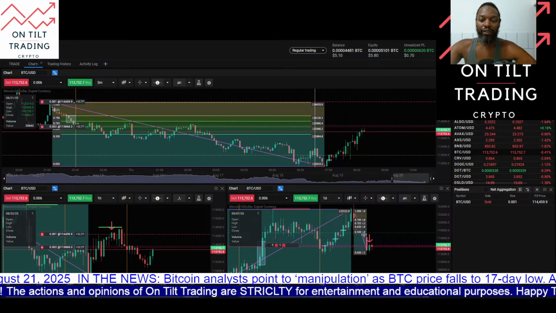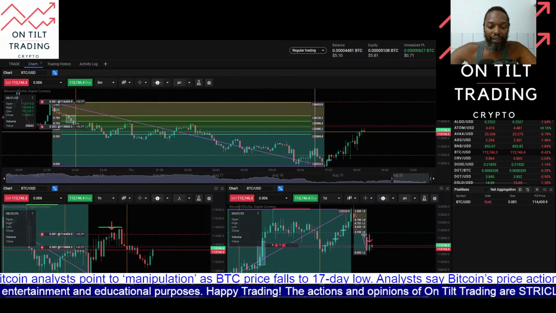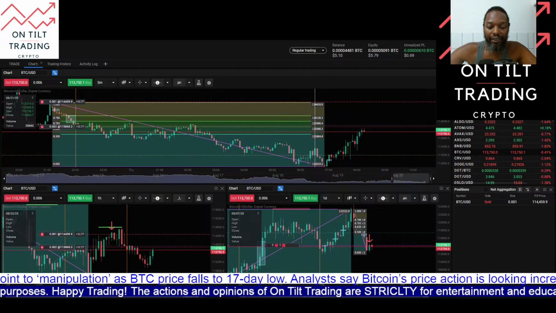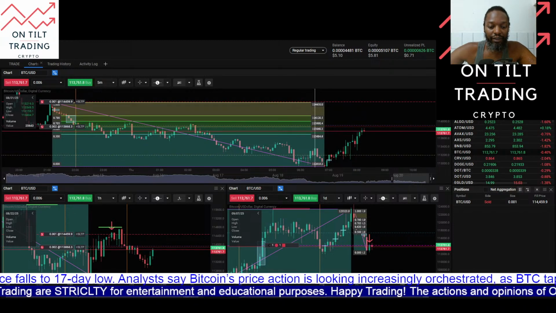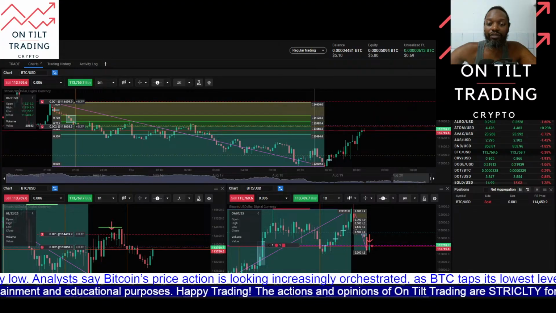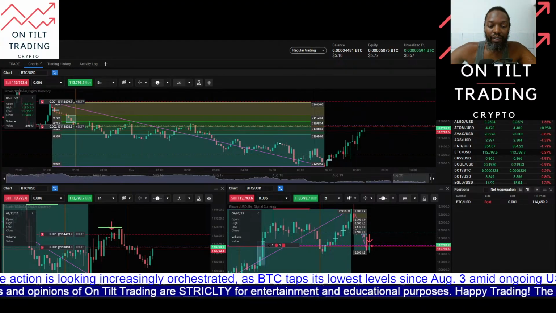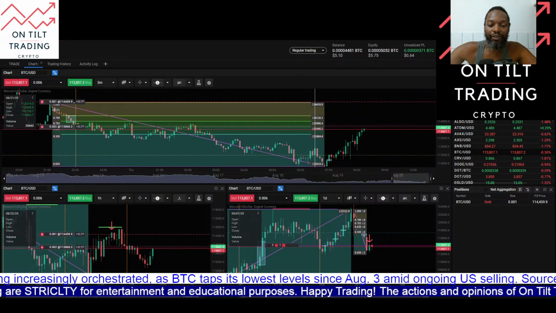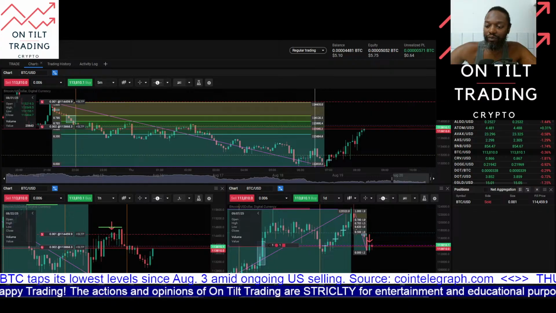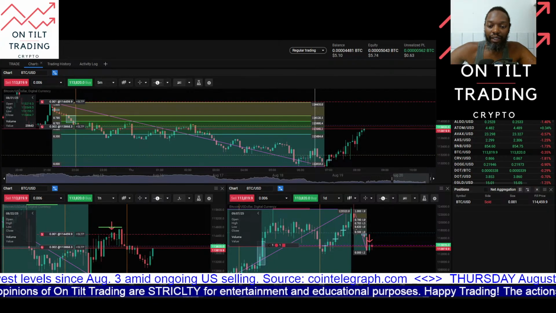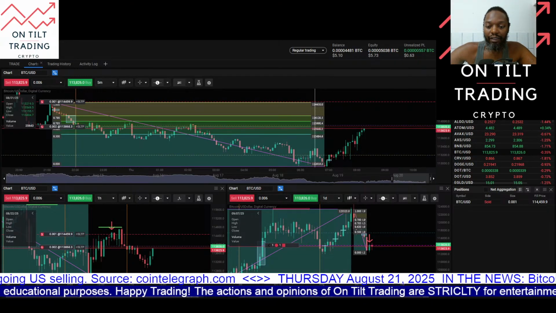So my overall bias is short here for the daily. And my initial target on the daily will be this area down here where you see this green line. This is sell side liquidity resting just below here. So after sweeping this buy side liquidity from last month, now looking to sweep the sell side liquidity from last month as well.